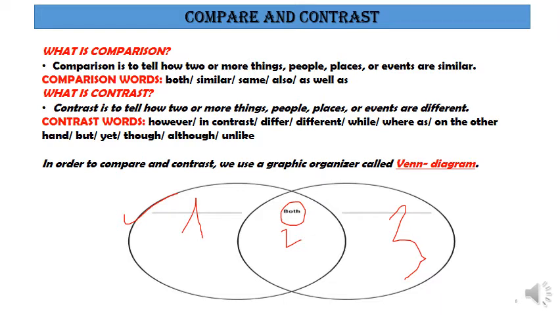So this is called a Venn diagram. As you can see, it's divided into 3 parts. I numbered them for you. In the part which is in the middle, you will write the similarities, the common points, and in the parts which are on the right and on the left side, you write the differences between the two things you are comparing and contrasting.